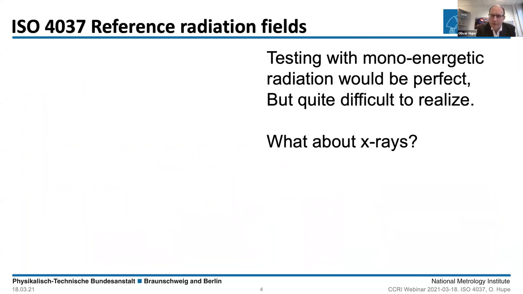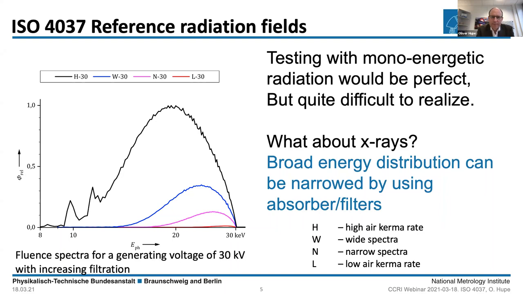If I want to test an instrument, the best would be using monoenergetic radiation. That's difficult to get. You can go to a synchrotron, but going to a synchrotron for every device is not feasible. Therefore, the first idea is to use X-rays. The problem with X-rays is that you have a broad energy distribution. But fortunately, by applying absorbers or filters, you can reduce the width of the energy distribution.